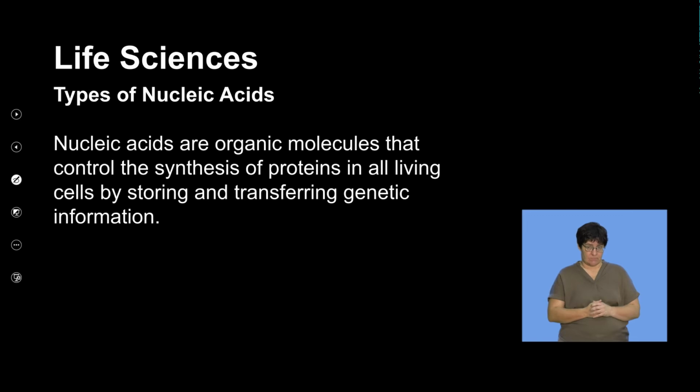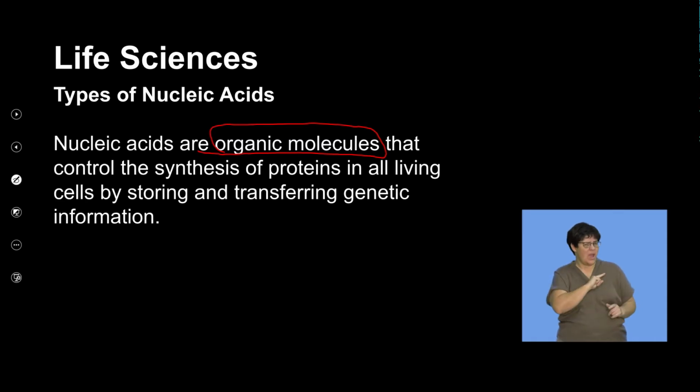When we talk about nucleic acids, if you recollect, in grade 10 we mentioned organic compounds. These are organic compounds because they are molecules that are produced in the body, through a biological process. They contain carbon, they contain hydrogen, and they have these pentose sugars that we refer to, which makes it essentially an organic compound. And they control the synthesis of proteins in all living cells by storing and transferring genetic information to the rest of the cell.